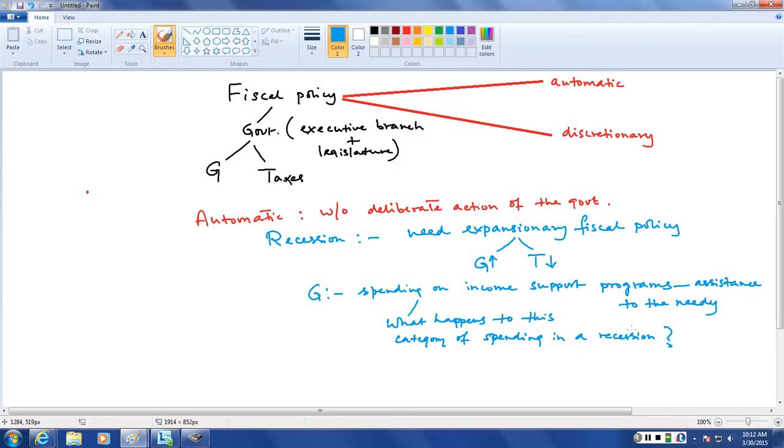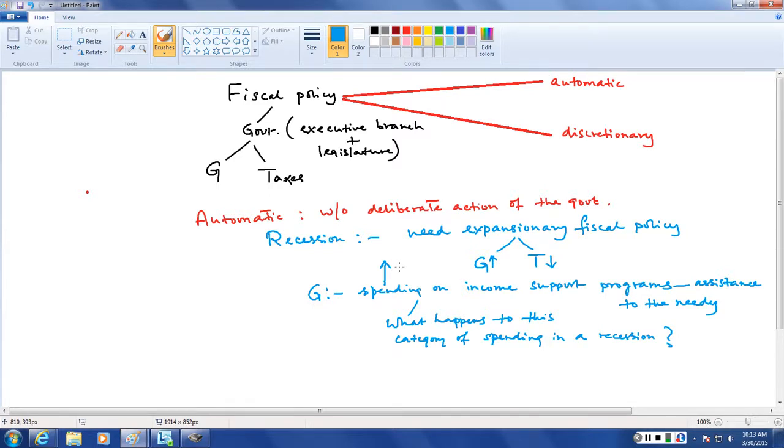So during recessions, what happens then? Automatically, this kind of spending tends to go up in a recession. This happens automatically because more people become eligible for these income support programs. Right? So what am I saying here? Remember, I'm discussing the automatic aspect of expansionary fiscal policy. In a recession, an increase in government spending is called fiscal policy, correct? Some of this happens on its own, is what I'm saying.